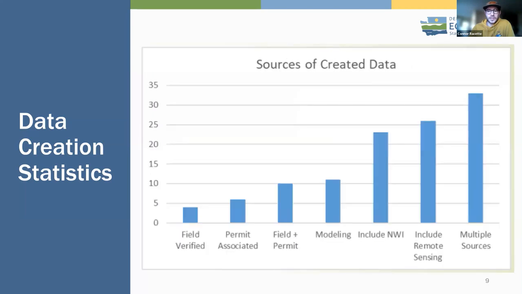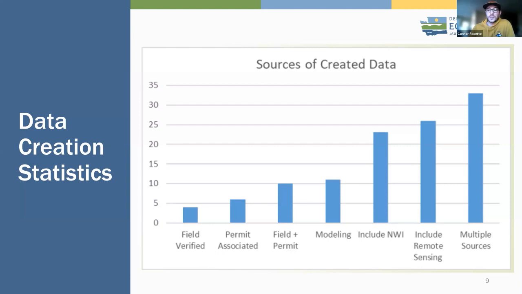A small portion of participants relied solely on either field verified data, permit data, or some combination of the two sources for data creation. Most participants who created data also used an approach of combining multiple sources, using all the data available to them to try and create the best insight into wetlands in their area.